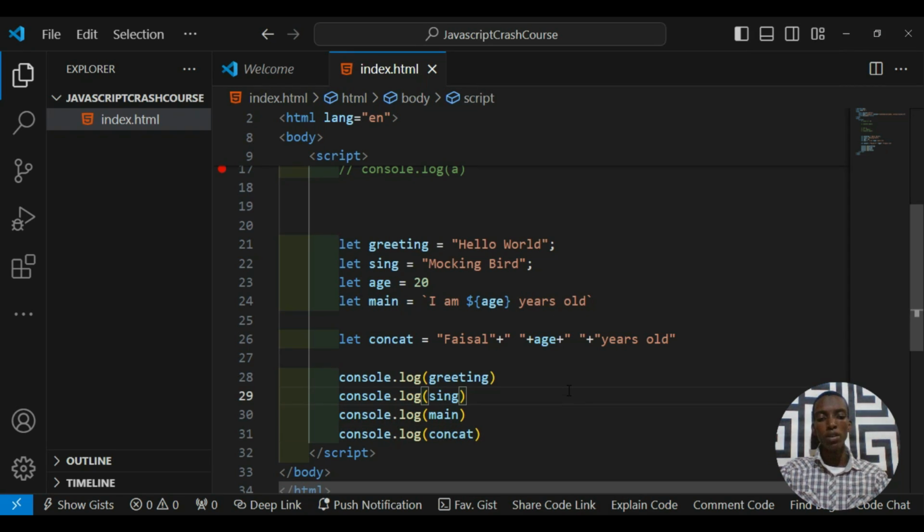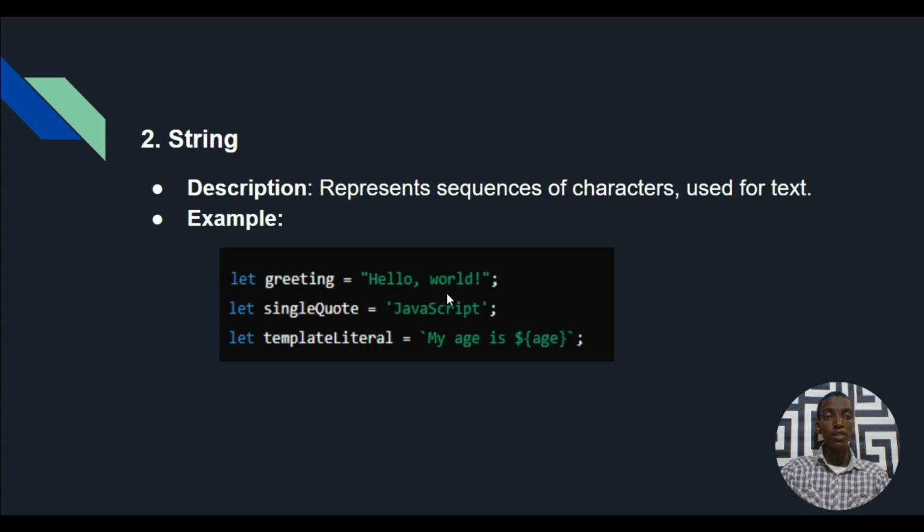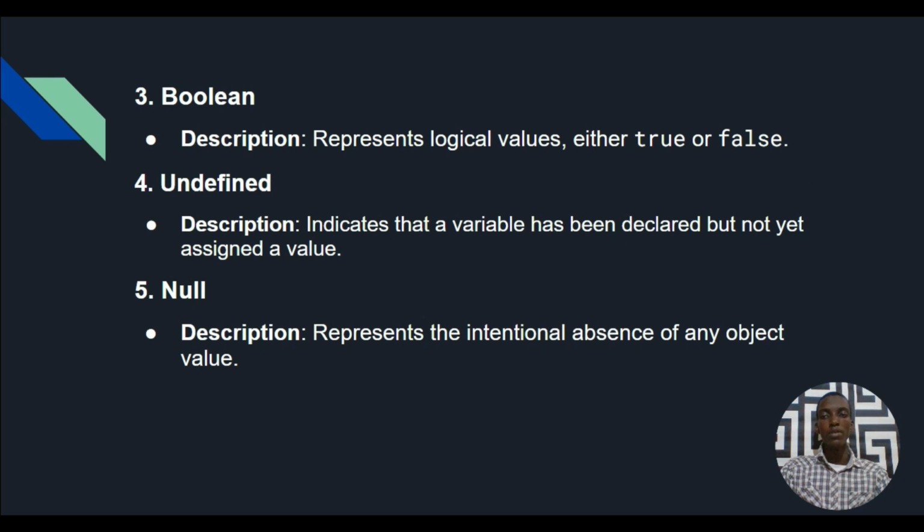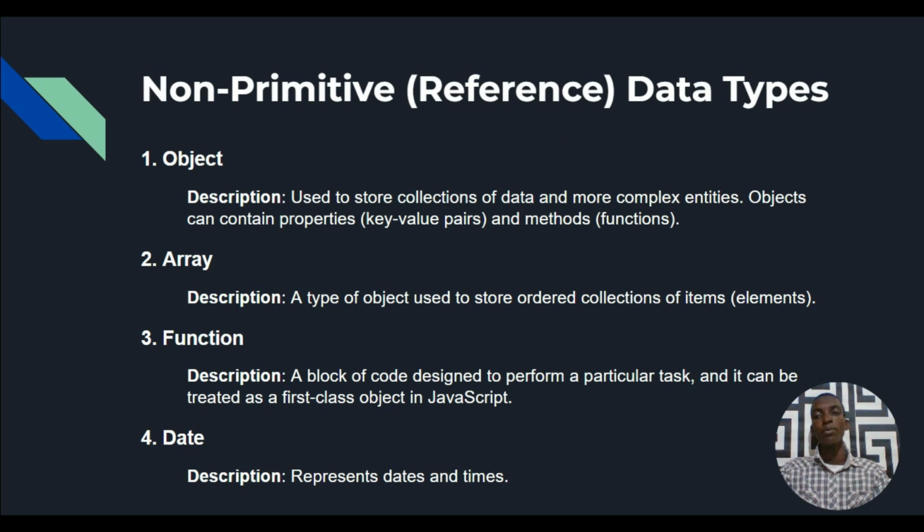So now let's come back to our slide and see where we'll continue. We already have a full understanding of how the string and number work. Now the third one we have is the boolean, meaning true or false. It represents logical values, either true or false. Then we have undefined, in case a variable has been declared but not yet assigned a value. You also have null, representing the intentional absence of any object. That's all about the primitive data types.